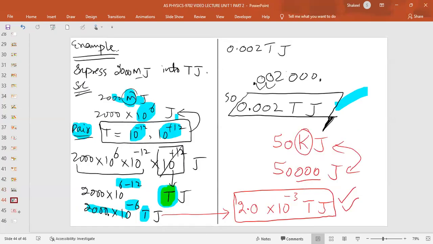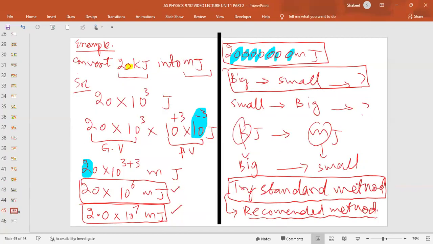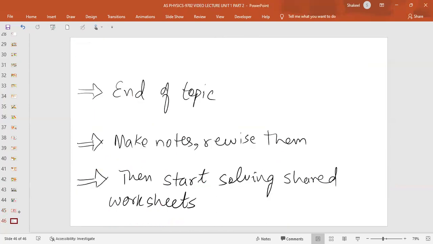Okay, the next is again the same type of example: express 2000 megajoule into terajoule. So pause the video and work it out for yourself. First, remove the given prefix, like mega is 10 to the power 6, then make the pair value for tera, the new prefix, which is -12 and +12, and then just multiply both of them together, and in place of 10 to the power +12, you can use tera. And then the next question is express 20 kilojoule into millijoule. So do it the same way as I told you.